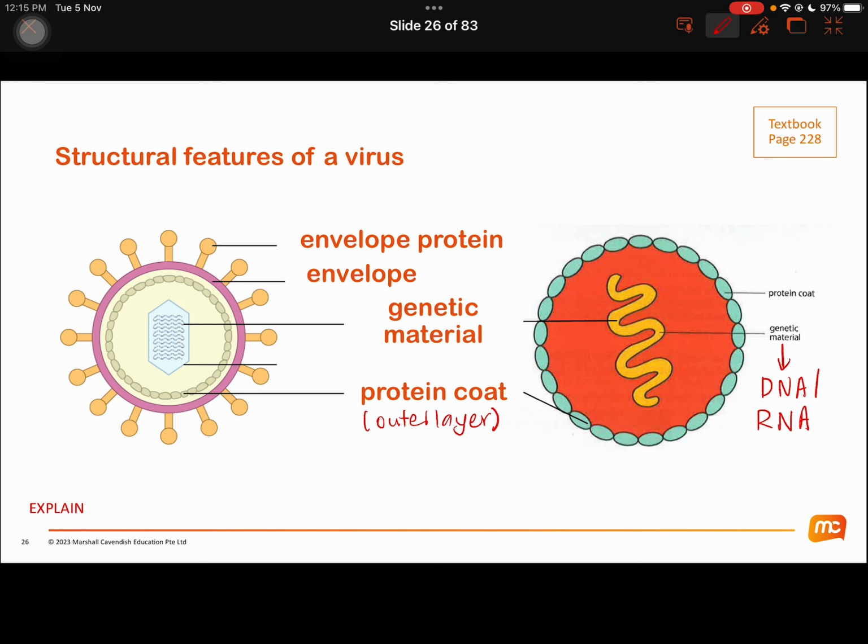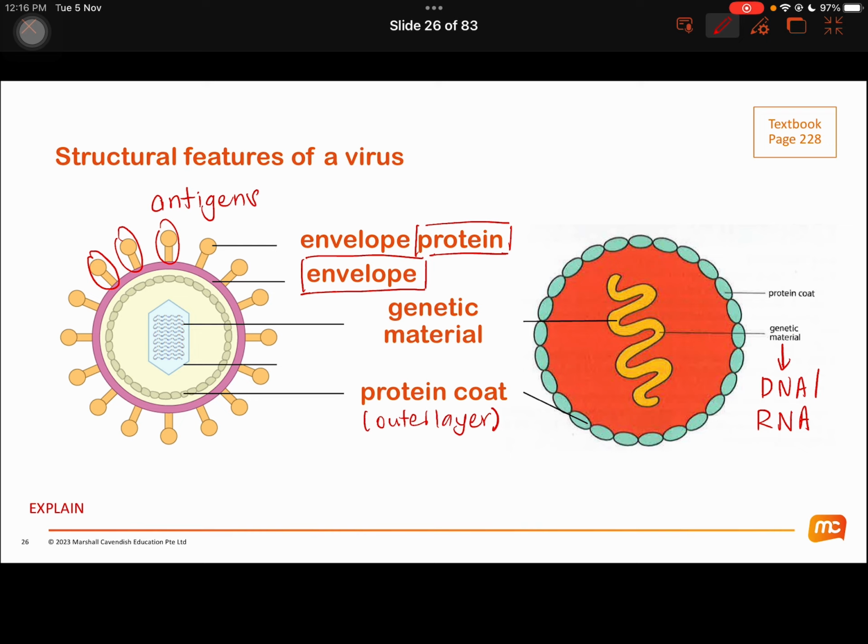Some virus do have an additional envelope that wraps around the protein coat, and you can also find some envelope protein. So these are little spikes that are attached to the envelope of the virus. There's another name for the protein, and they are known as antigens. So these proteins are known as antigens, and we'll find out later on the importance of it.